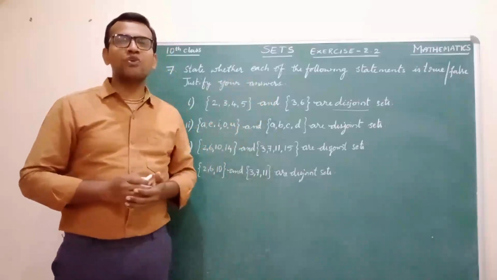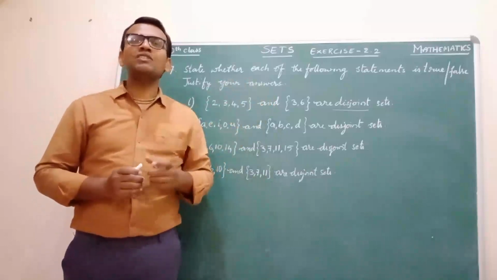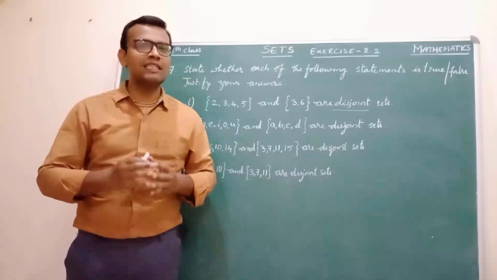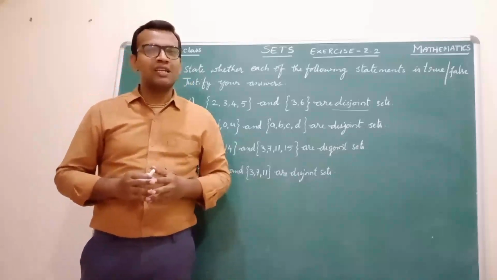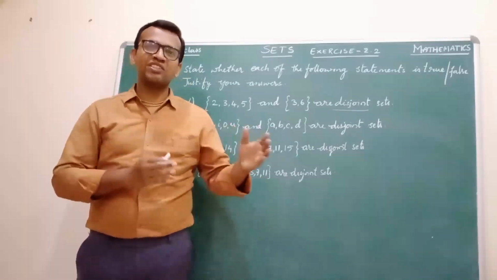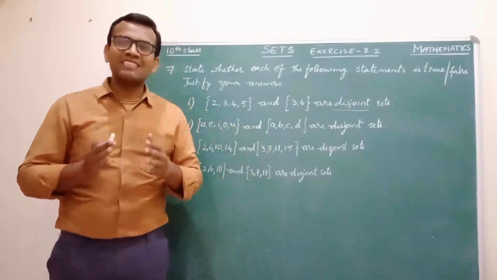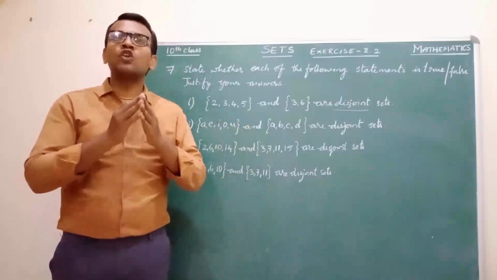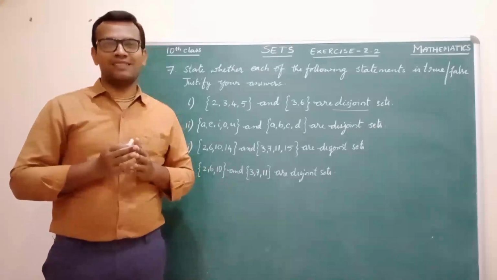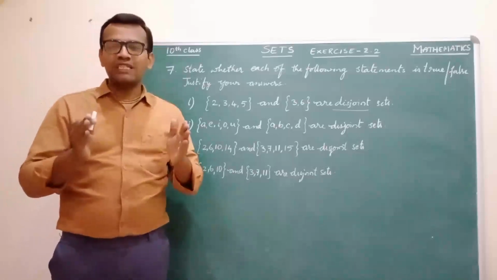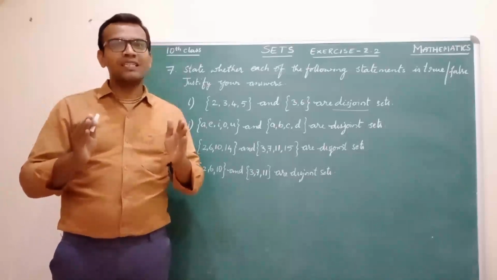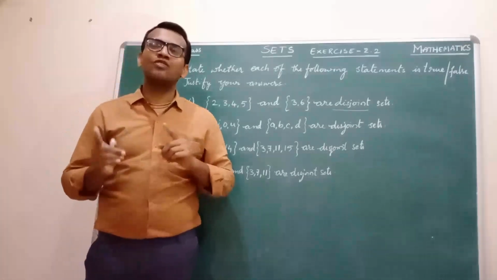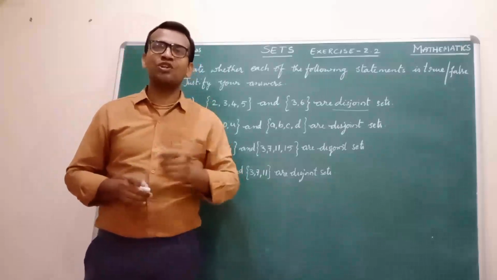So before writing true or false, let us try to understand what is a disjoint set. We have already seen in our previous video of the basic operations on sets that the disjoint sets are the sets where there is no common element present. Means if two sets are there and in both the sets there is no common element present, then we can say that those two sets are disjoint sets.